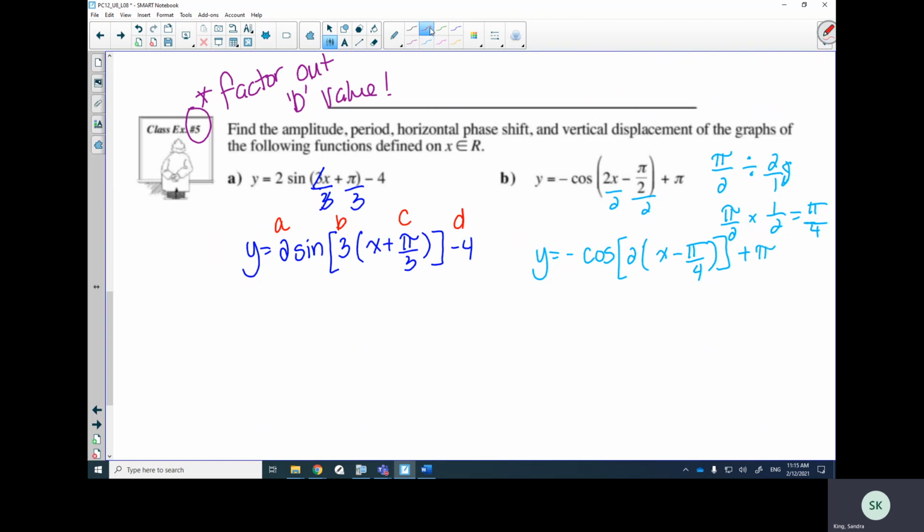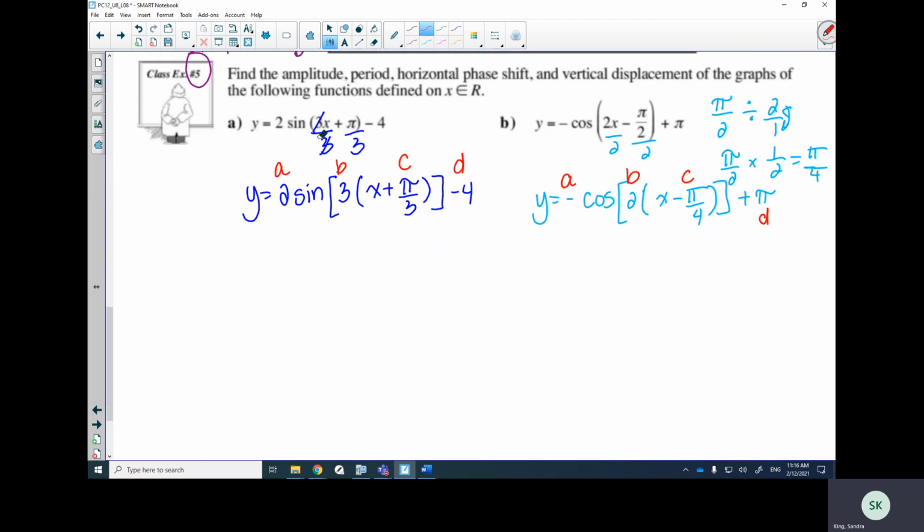Let's do the same thing. My A value is negative 1. My B value is 2. My C value is not negative pi over 4, it's pi over 4. And my D value is pi. Let's just do one of these. Let's do B again. Okay, so let's find the amplitude.